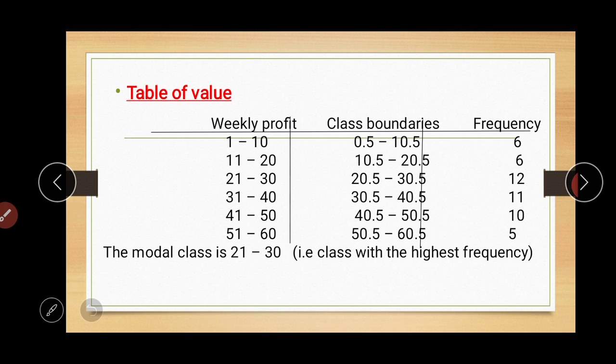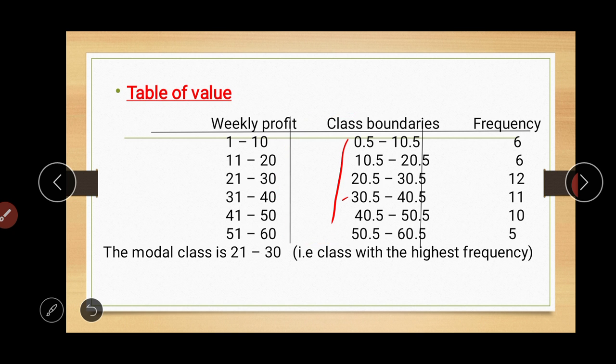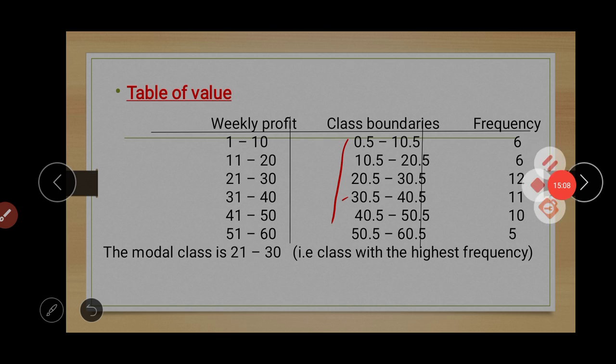So now, what is the class boundary? We did the class boundary as well. The class boundary is this, and we have the frequency to be this. Then what is the modal class? It is 21 to 30. I told you this is the modal class, 21 to 30. By the time you have this, then we have the class with the highest frequency.